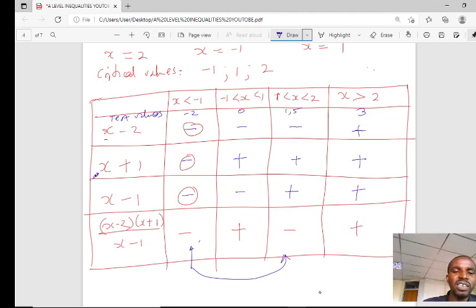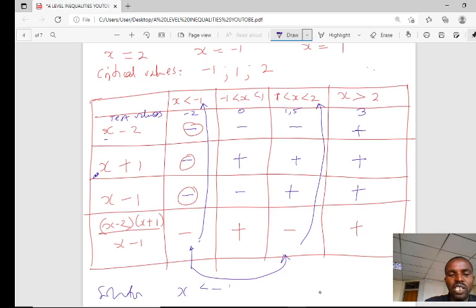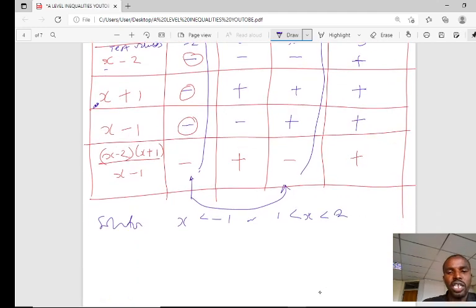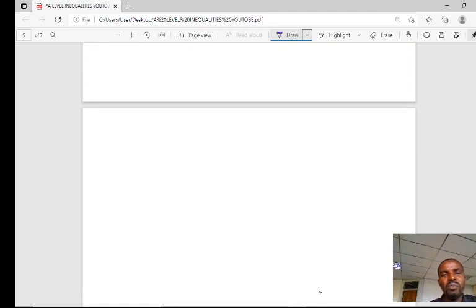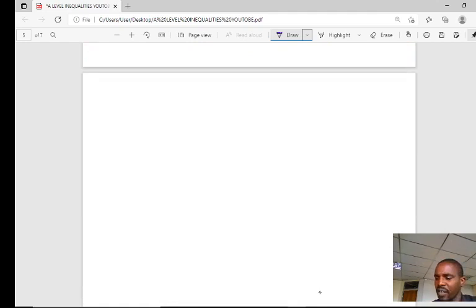And you take the values here and you take this value here. So this value, that will be the solution. You say x less than minus 1 or x lies between 1 and 2. So this will be the solution. You are done. Just like this. Right. Then moving on to the next question.